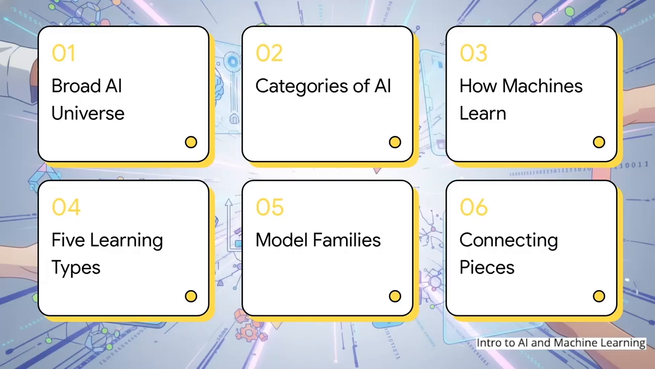Here is our syllabus for today's lecture. We'll be working our way through 1. The broad AI universe, 2. 3 categories of AI, 3. How machines actually learn, 4. The 5 learning types, 5. Understanding model families, and finally, number 6, connecting models and learning.